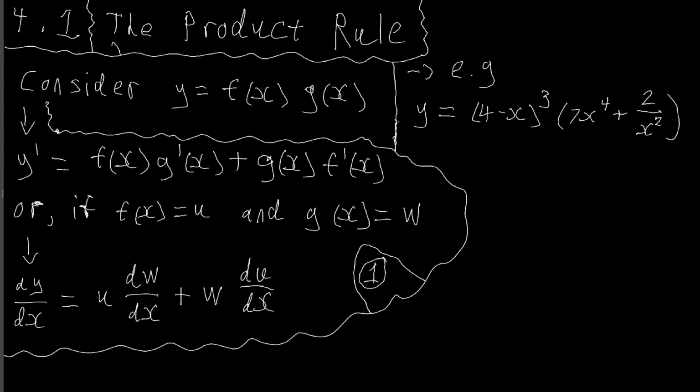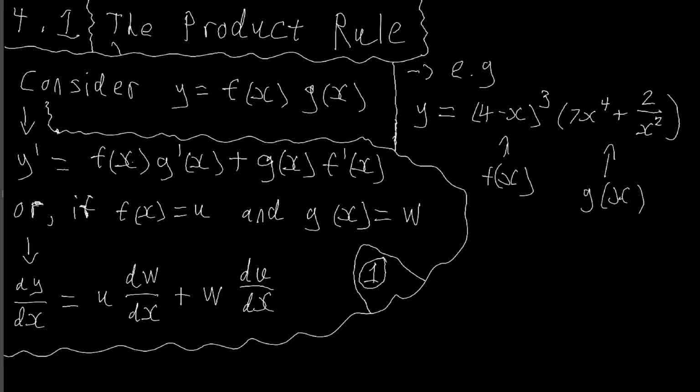An example of this could be y is equal to (4 minus x) cubed. So this would be f of x, in this case, multiplied by (7 times x to the power of 4, plus 2 over x squared). And the second part right here would be g of x. Now, you could multiply this whole thing out, and you get one very long polynomial, which you could use the power rule to differentiate. But it is much faster to just use the product rule on this initial function right here.